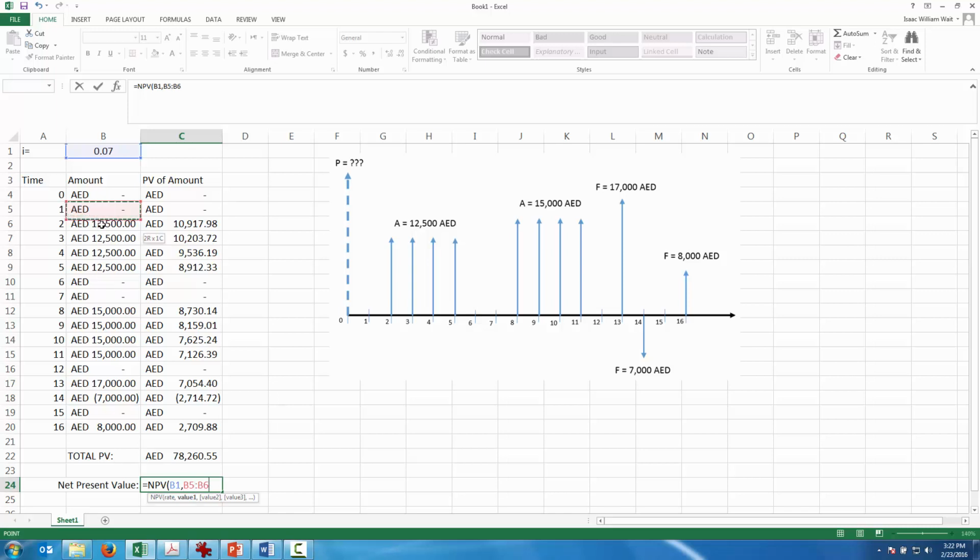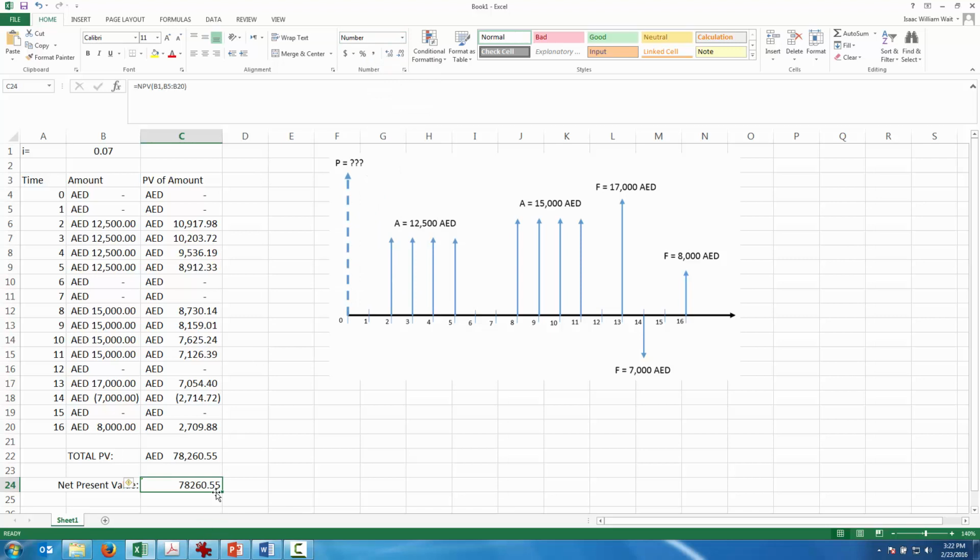So therefore, I'm only going to select these amounts that are from the cash flow diagram. I don't want to accidentally select the amounts that are already converted to the present, but this is sort of the raw data that I've selected. And when I close the parentheses and press enter, then it tells me the amount. Now it's reporting it as dollars, but it's dirhams.